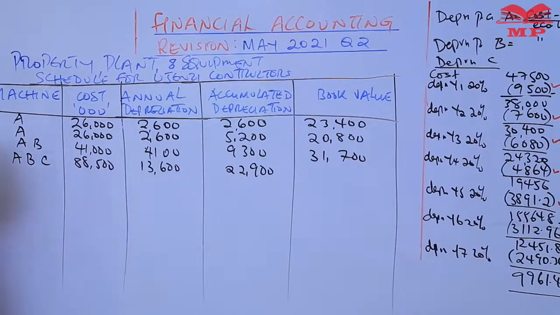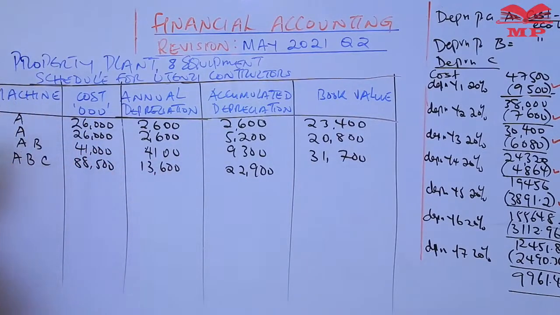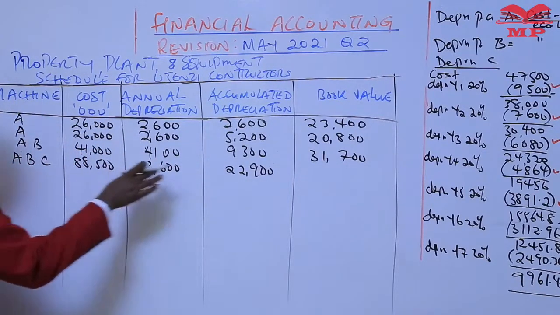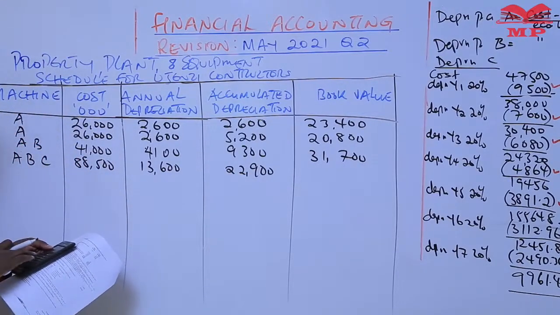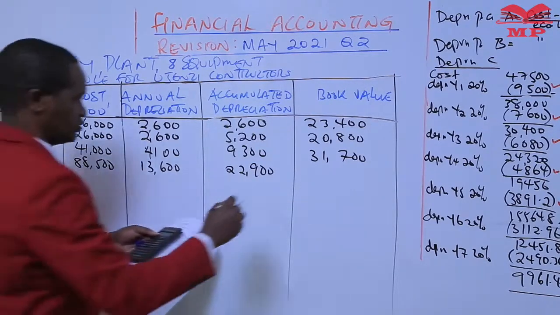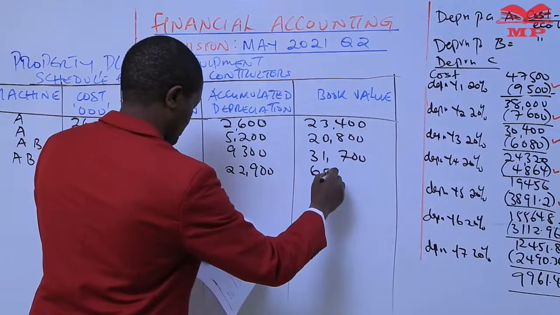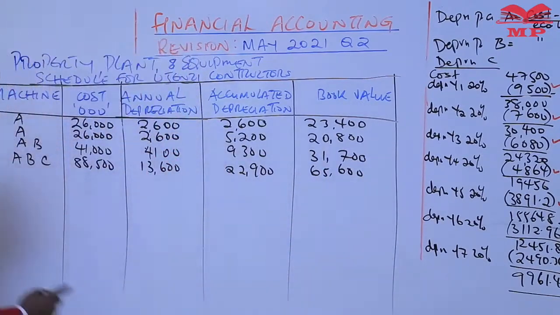22,900. Then we do the book value. Book value, we know, candidates, is the difference between the cost and accumulated depreciation. The cost minus accumulated depreciation, 88,500, is equal to 65,600. We move on to the year 2015.